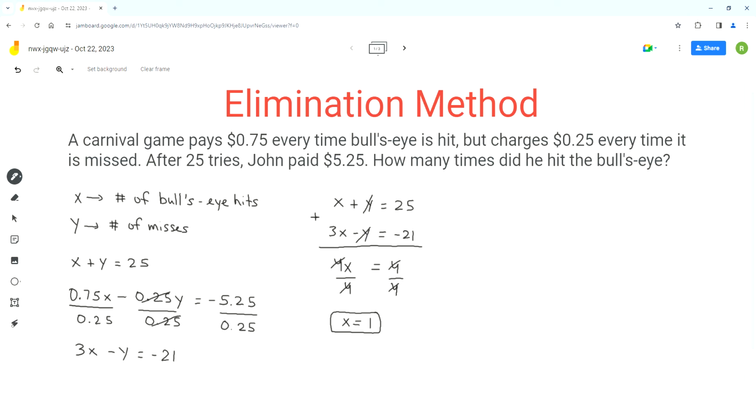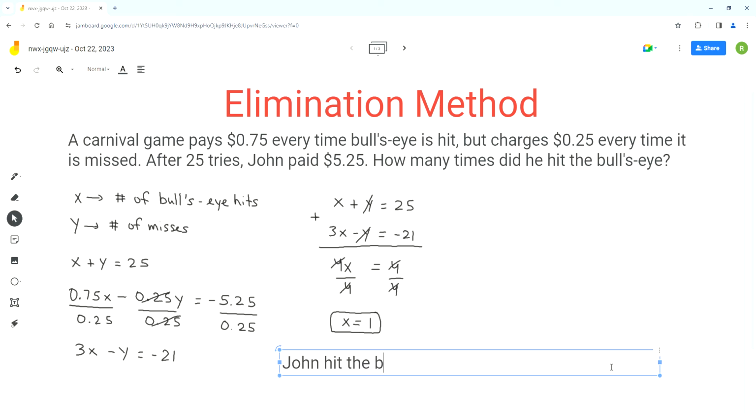Now, since it's a word problem, we can write a closing statement to summarize our answer: John hit the bullseye one time.